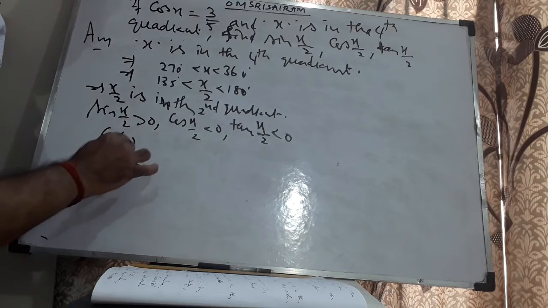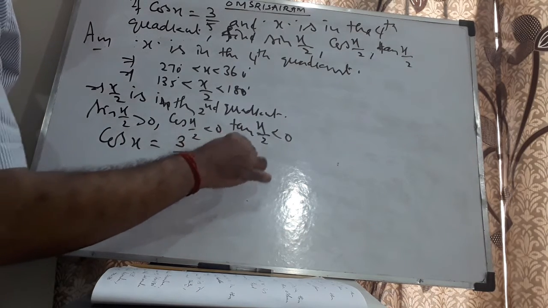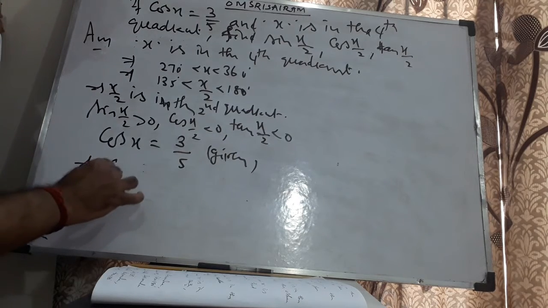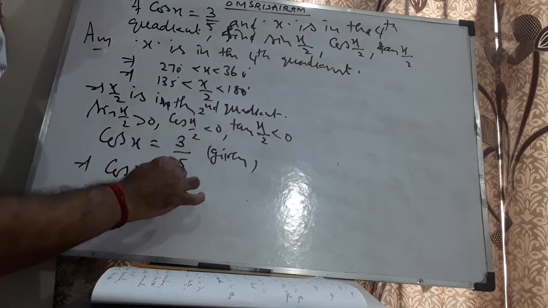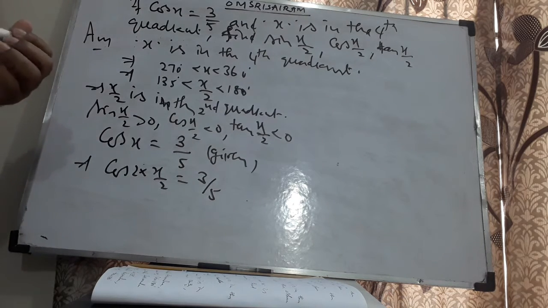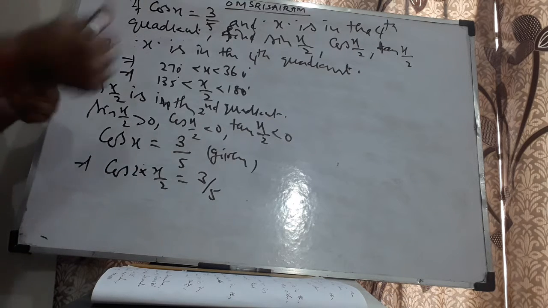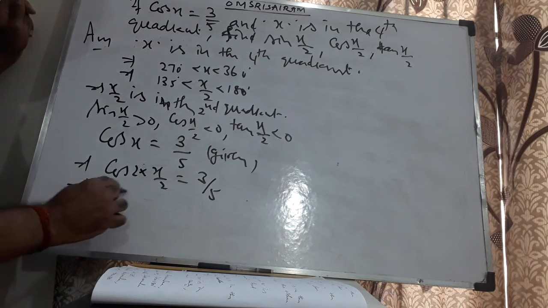Therefore, now just listen carefully. Cos x is 3 by 5. This is given. I'll write this as cos 2 into x by 2 is equal to 3 by 5. There are 4 different formulae for cosine. For cos 2a, one is cos square a minus sin square a. Second one is 2 cos square a minus 1. Third one is 1 minus 2 sin square a. Fourth one is 1 minus tan square a by 1 plus tan square a. Let me use the second formula.